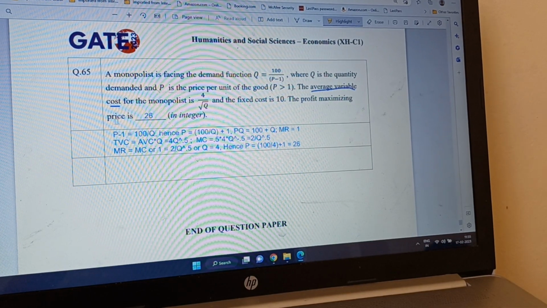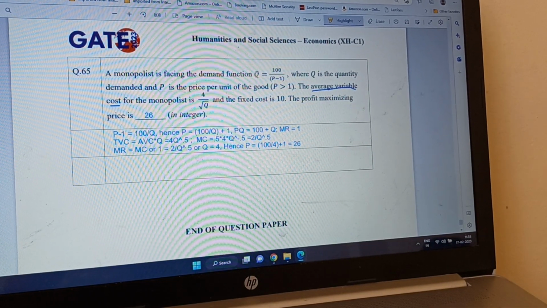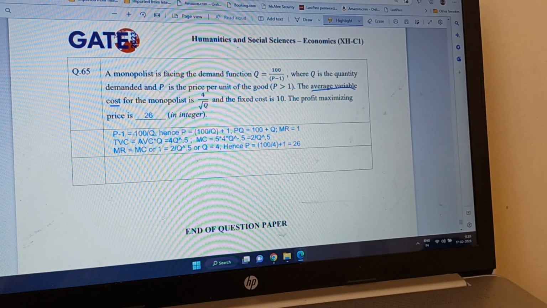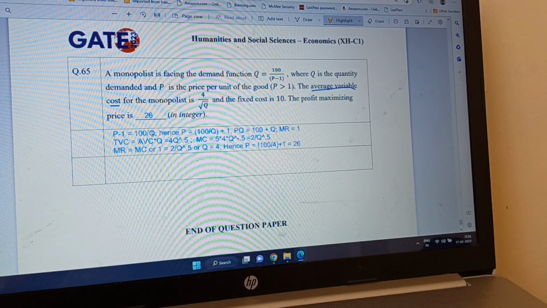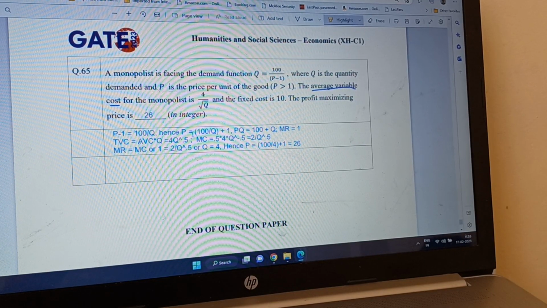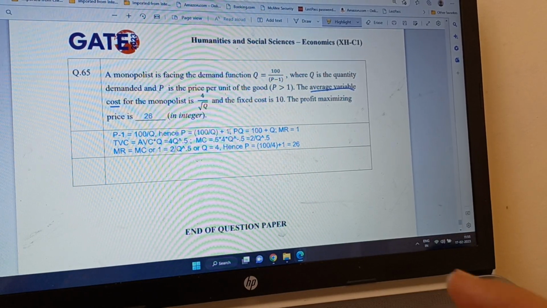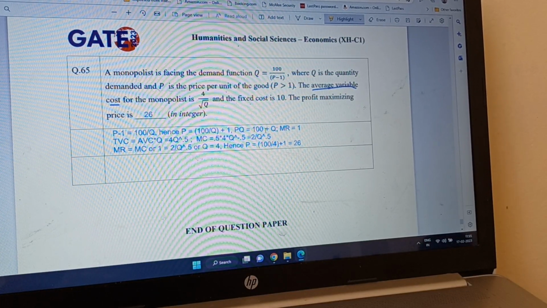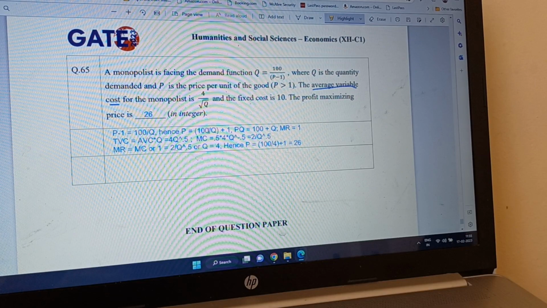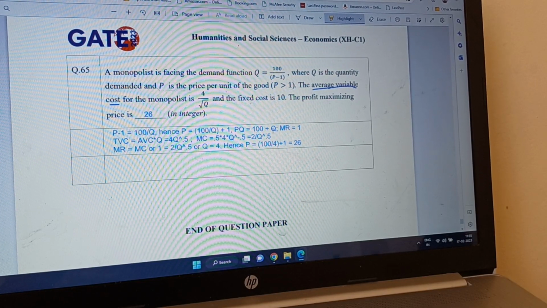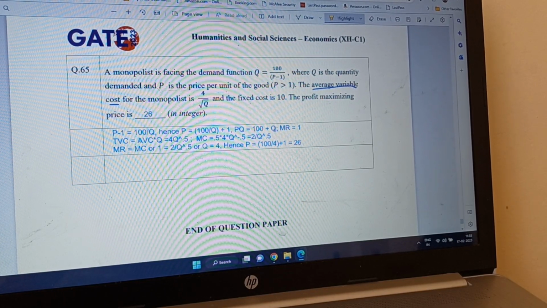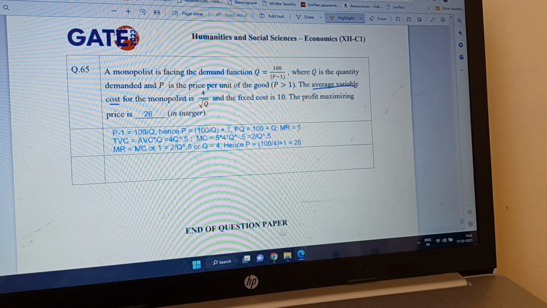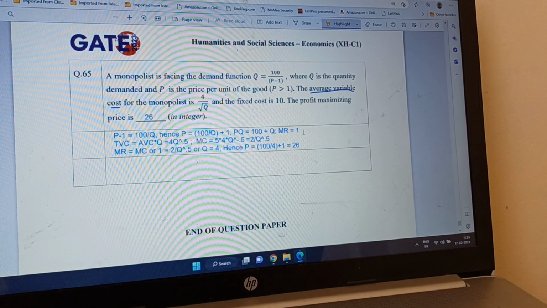So here let's first calculate P. So Q is equal to 100 by P minus 1. So by cross multiplication, P minus 1 is equal to 100 by Q. Hence P is equal to 100 by Q plus 1. Now total revenue is equal to PQ, which is equal to 100 by Q times Q, becomes 100, plus 1 times Q is equal to Q. So marginal revenue is d(PQ)/dQ, that is equal to 1. So marginal revenue is 1.